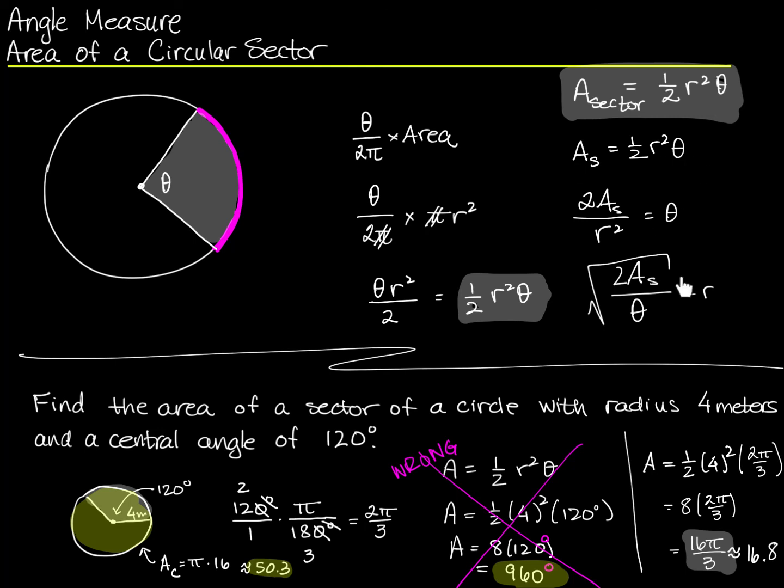Again, you don't need these other versions of the formula. You just need this one, and I've rewritten it here with just A sub s. Notice when I worked this problem out down here, I wrote A sub c. That's the area of a circle. This one's the area of a sector.